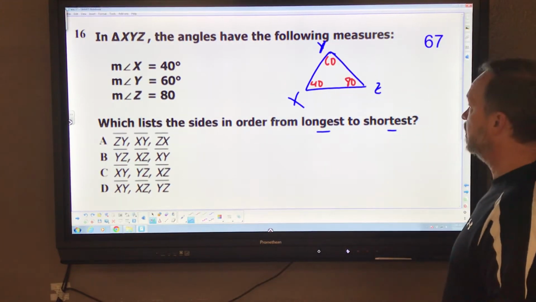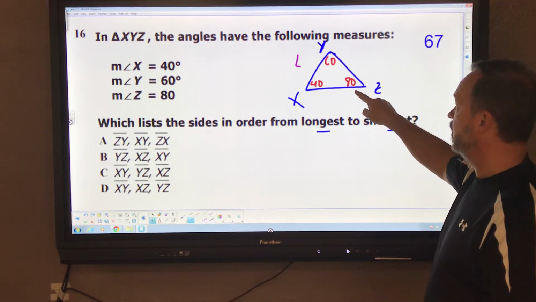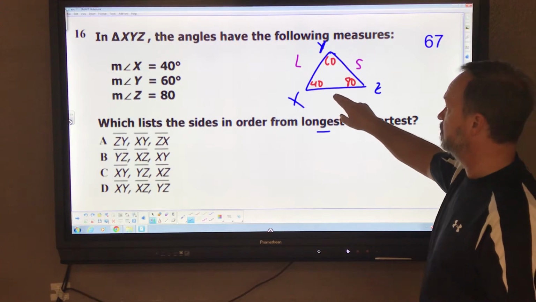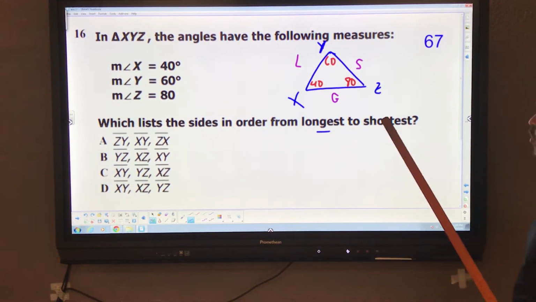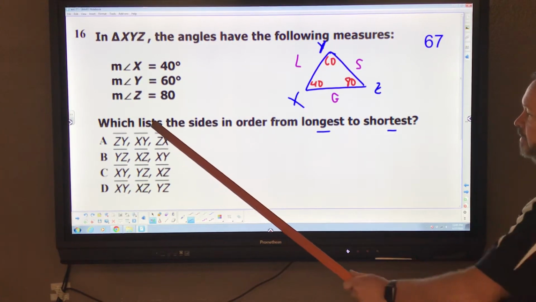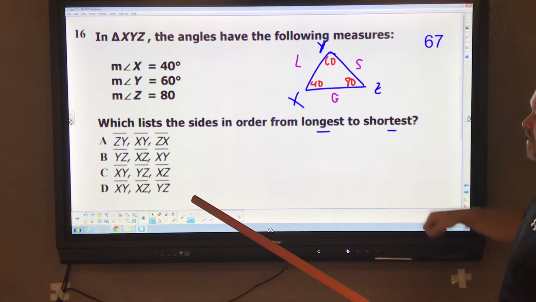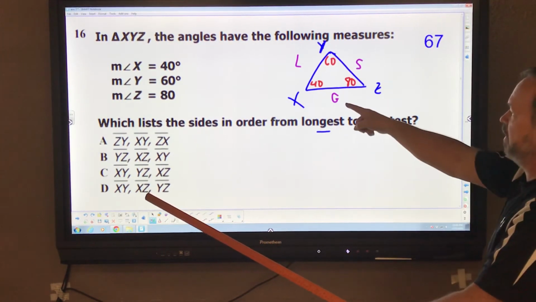But I do know this is the longest side because it's across from the largest angle. And this is the shortest side because it's across from the smallest angle. And so this is Goldilocks here in the middle. So when we're looking at this from longest to shortest, longest is XY, and you can see that C and D both say that. Shortest is YZ, and so the answer is D, with Goldilocks in the middle.